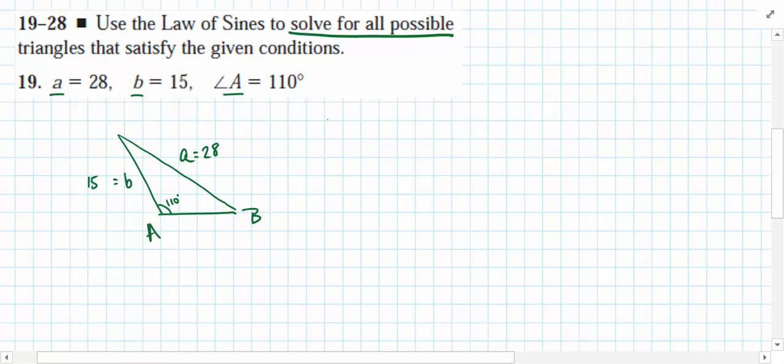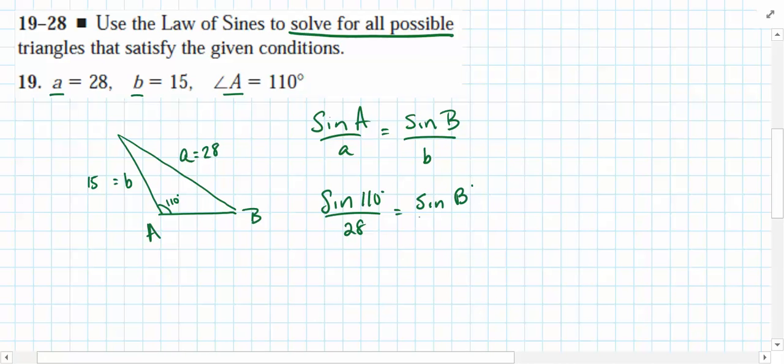Now I might only use a portion of the law of sines. I know that sine of A divided by a would be equal to sine of B divided by b, but I don't need to work with sine of C because I don't have that information here just yet. So let's fill in the data that we know. Sine of 110 degrees divided by 28 should be equal to sine of B divided by 15. When I solve for sine of B, I can still cross multiply, then divide, and that should tell me what sine of B is equal to.